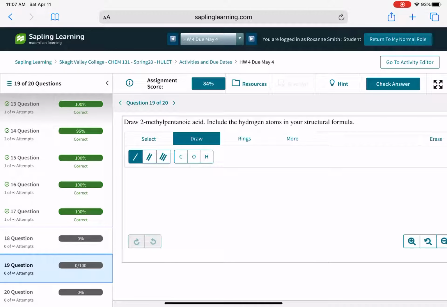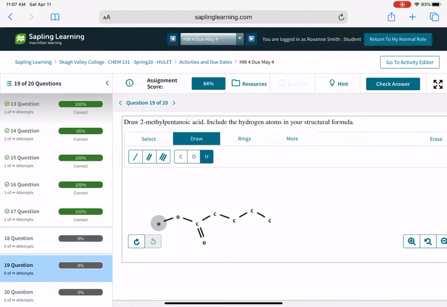So when I see this name and it says pentanoic acid, that means pent means 5. That means I need to have a 5-carbon chain. So I'm going to start with a 5-carbon chain. Pentanoic acid means that my carbon number 1 needs to be a carboxylic acid. So I need to put a carboxylic acid group onto my carbon number 1. And then that takes care of the pentanoic acid part of the name.